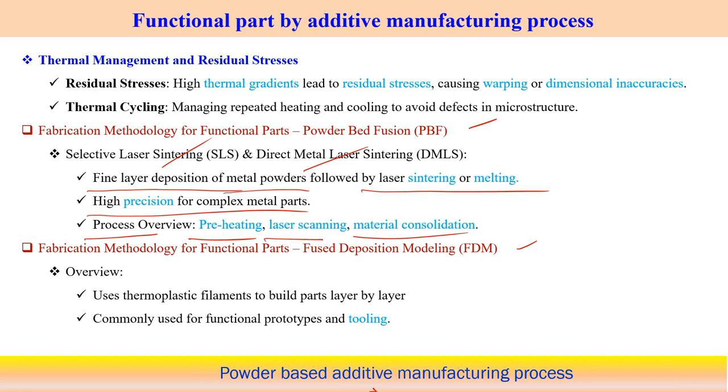Then the fabrication methodology for fused deposition modeling. In this case, fused deposition modeling is mostly applicable to polymeric materials. This is a well-established process. We can use thermoplastic filament, in the form of a wire, to build the part layer by layer, and it is commonly used for functional prototypes and tooling. We can use multiple wires of different kinds to impart functional properties. We can also impart different colors to the polymeric material using the fused deposition modeling process.